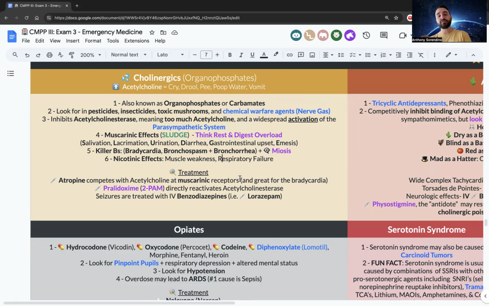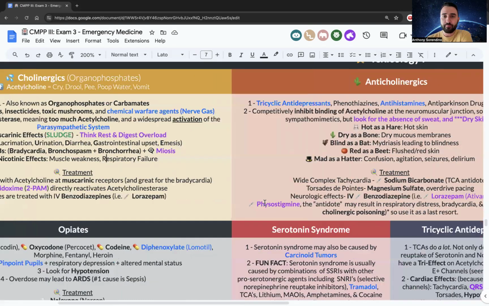But to actually fix the underlying issue, I think of acetylcholinesterase as like an air traffic controller that is pushing acetylcholine away, and somebody took out that air traffic controller. We need to get him back. We need to reactivate acetylcholinesterase. So we use what's called 2-PAM, pralidoxime. You kind of just have to memorize that. That's going to be the end all be all here. That's going to directly reactivate acetylcholinesterase, get rid of all this excess acetylcholine and fix the issue. Okay. They have seizures, you give them lorazepam.